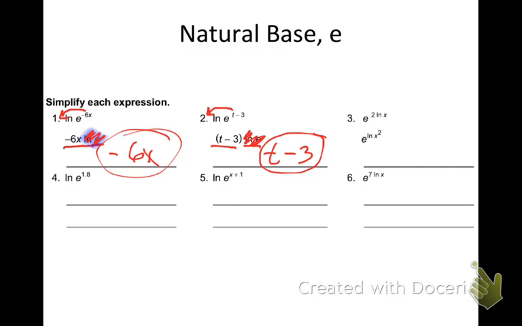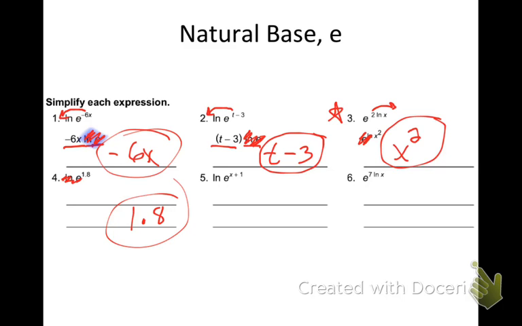Number 3 is a little bit trickier. Why? Because it has that exponent there. What am I going to do with that 2? I'm going to bring it back as an exponent. So now I have e to the natural log of x squared. E to the natural log is going to cancel. And I'm left with x squared. Number 4, a tough one here. What's my answer going to be, Maddie? Yeah, it's just 1.8, because those cancel.